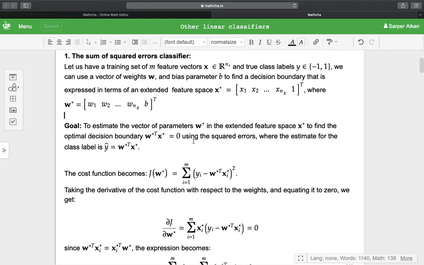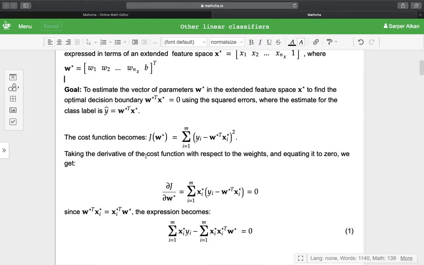For this purpose, we will estimate a vector of parameters w star in the extended feature space x star to find the decision boundary that is w star transpose x star equals 0, using the squared errors, where the estimate for the class labels is y hat, which is w star transpose x star. The cost function then becomes J of w star, the quadratic cost function, where we subtract the true class labels from the estimated class labels and take the square of it.